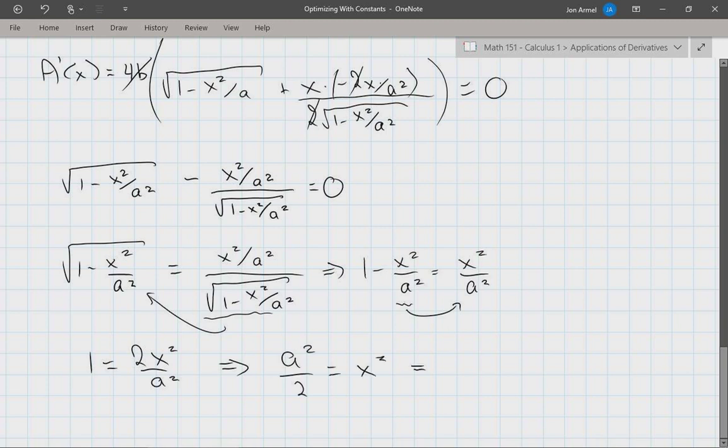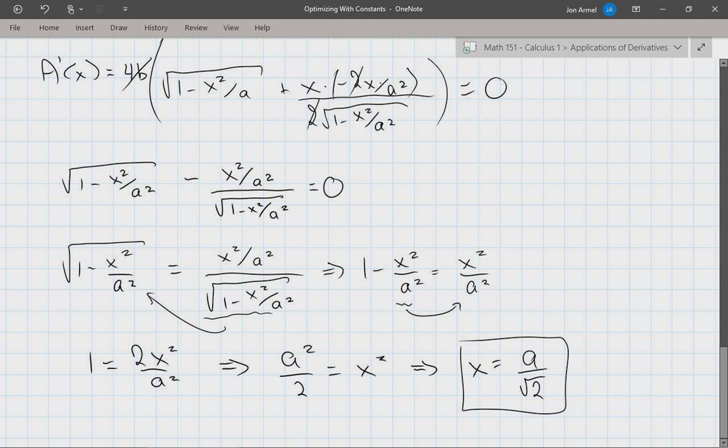And finally, I can take a square root. So we get x equals the square root of a squared, which is a, divided by the square root of 2, which is root 2. Now again, I might need a plus or minus here, but I don't, right? Because I know a is positive and I know x is positive. So that's my x. That is my critical point.